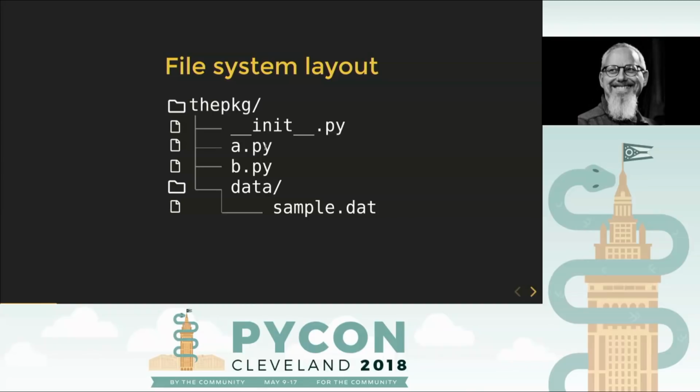So here's, for example, what a very simple file system layout might look like. You've got your package called the package. And it's a package because it's got a dunder-init.py file in there. And it might have a couple of other source code files in there and another directory. And inside that directory, there's some sample data that you want to read at runtime.